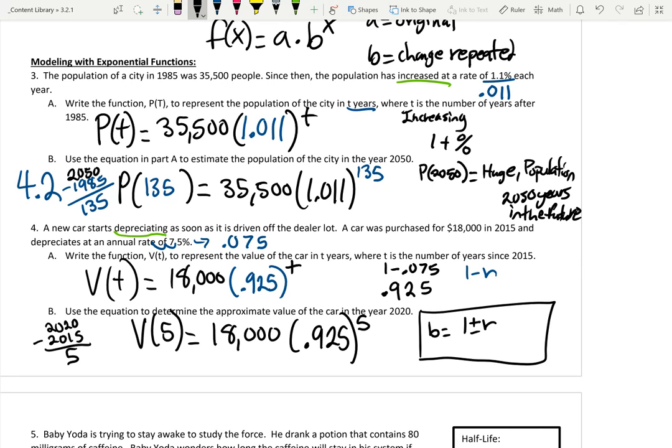That's it for now. Go ahead and find the output of the value of the car in 2020.